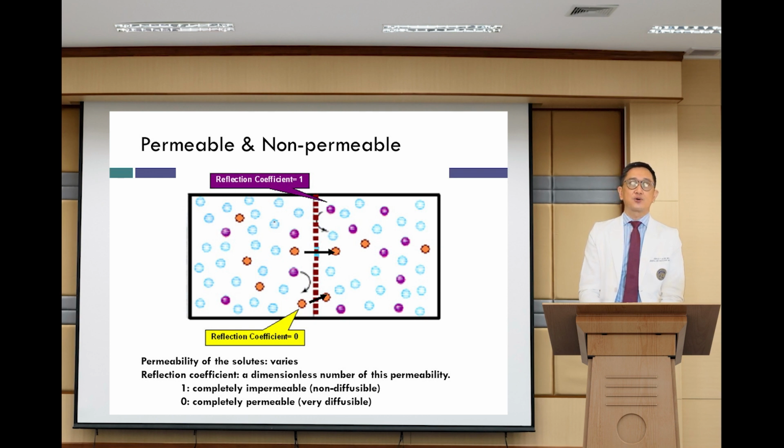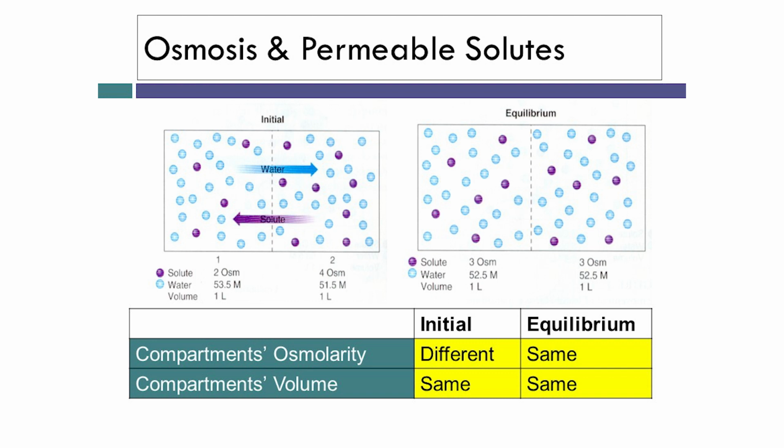Because we need to create volume change in one solution, we're going to talk more about this, the tonicity. When we talk about tonicity, it is the ability of that solution to change the volume of the cell. Okay, we're going to talk more about that later on, but at this point, you know the concept of permeable and non-permeable solutes.